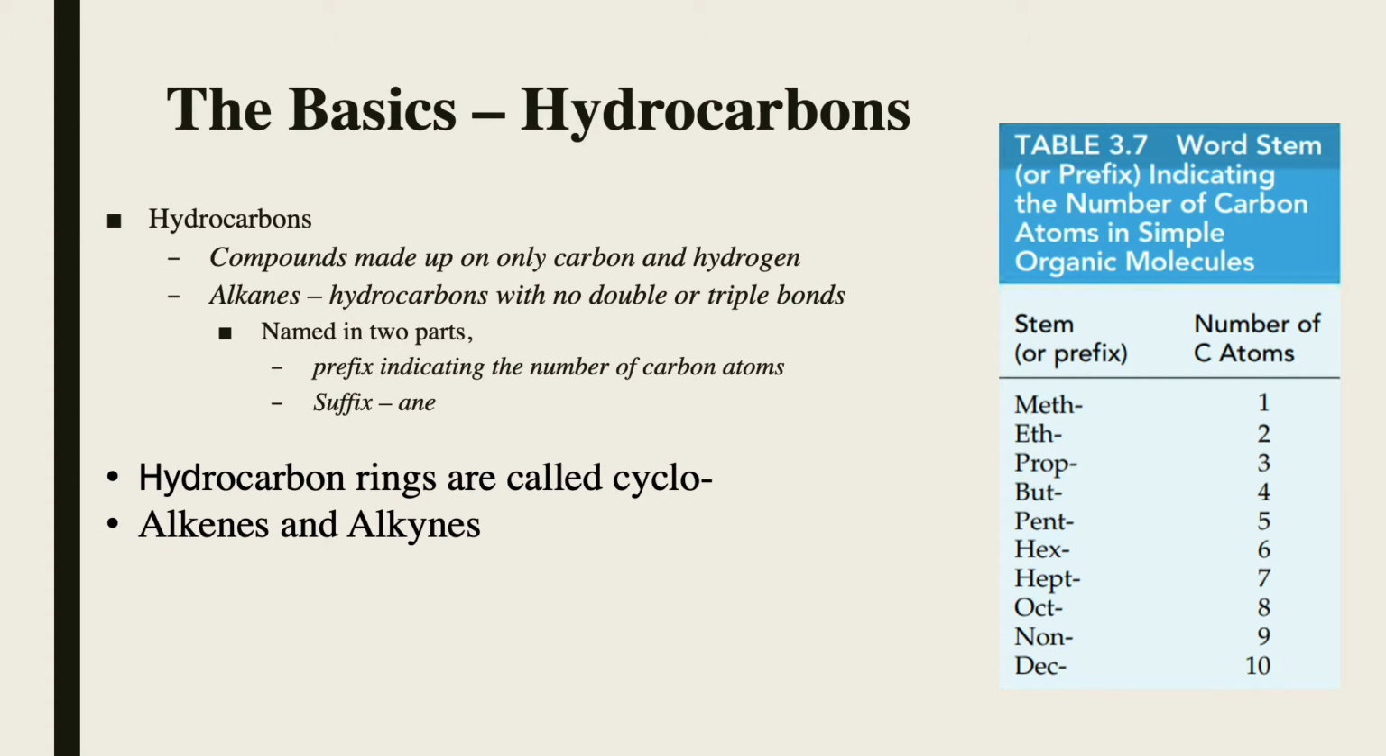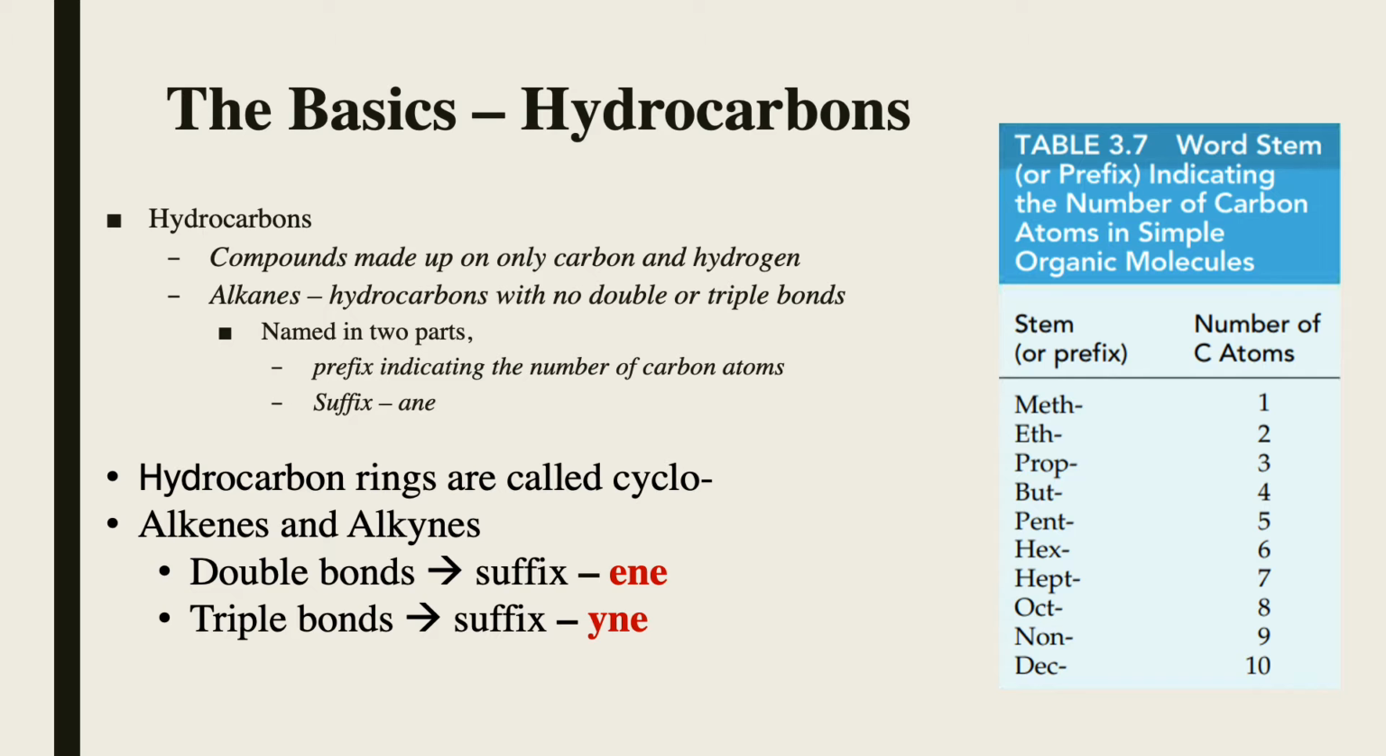And then next we have our alkenes and alkynes. If we have a double bond, we use the suffix "ene." So for that first example I gave, propane, we're going to change that to propene if it has a double bond. And then for triple bonds, we're going to change the ending to "yne."